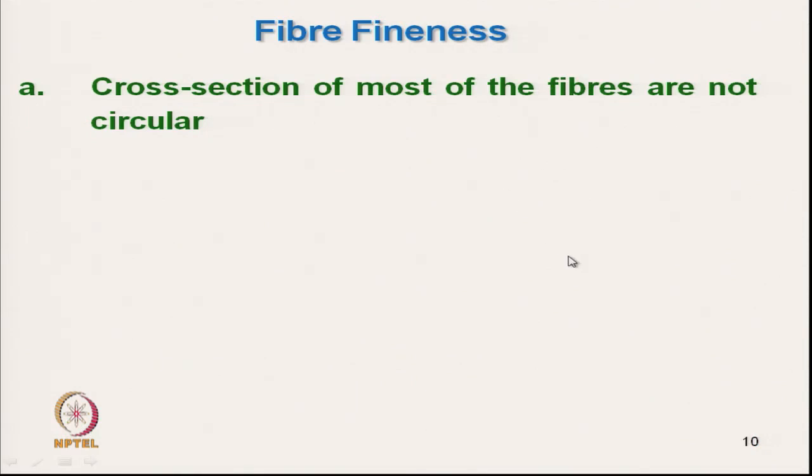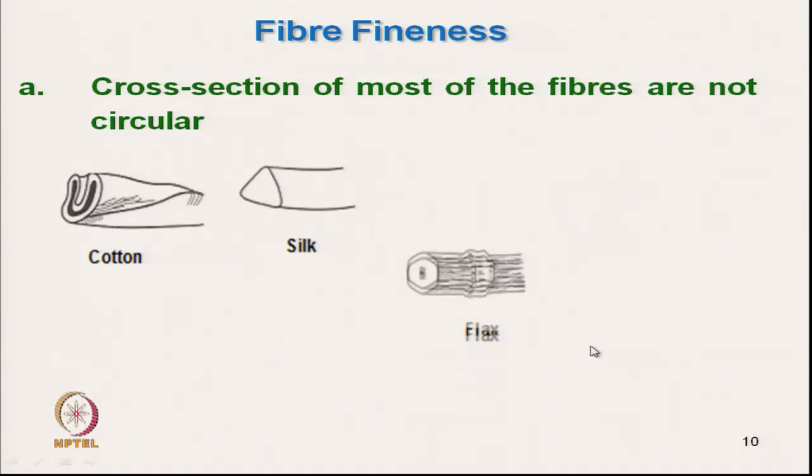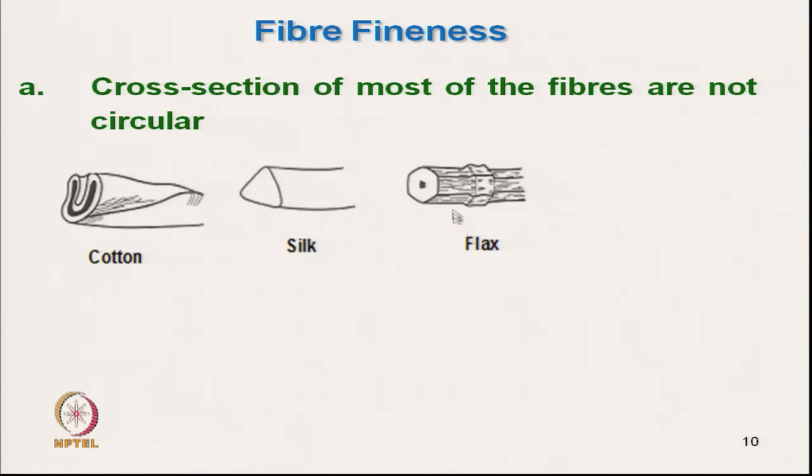Now, the first problem was that the cross section of most of the fibers is not circular. Let us see the cross section of normally known fibers. This is cotton, it has a bean type cross section. So, we cannot measure the diameter here, and it also varies from place to place. Silk is not circular, it is a trilobal, triangular type cross section. Flax is a little bit hexagonal. So, we do not have any circular cross section.